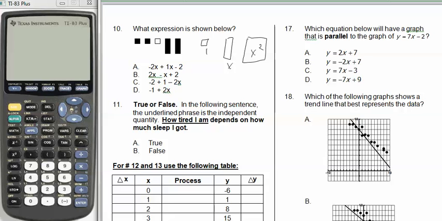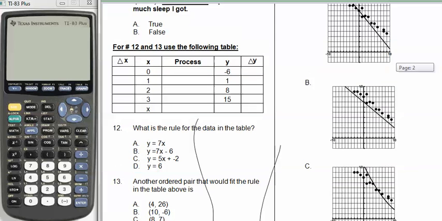All right, and then next one, true or false in the following sentence. The underlined phrase is the independent quantity. So remember, the independent happens first. So how tired I am depends on how much sleep I got. So the first thing that happens is the sleep. So that would be the independent, and the tired would be the dependent. So that one would be false.